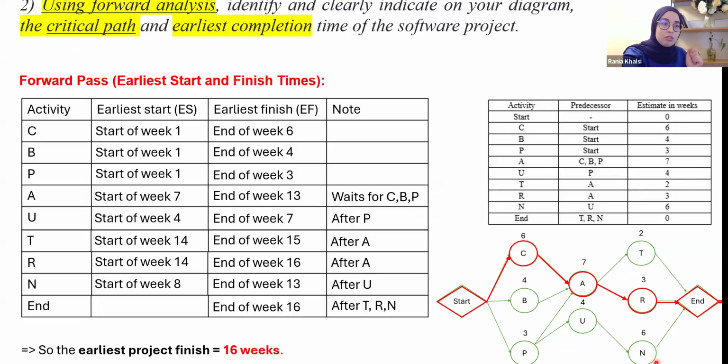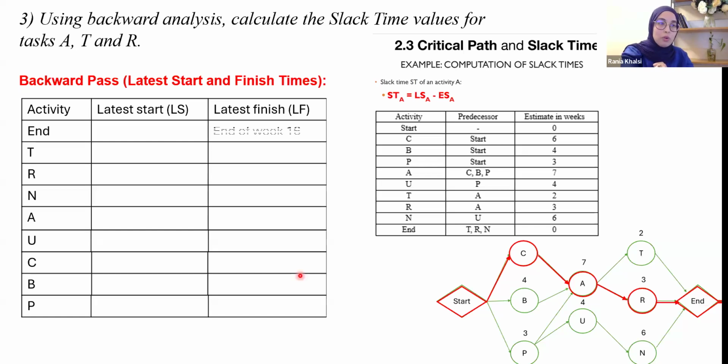So you see here, the earliest project finish is 16 weeks, because for activity R here, the earliest finish time is the end of week 16. So with this piece of information, we're going to start. The end of our project is the end of week 16, okay? Now, we start from the end and we will go back.